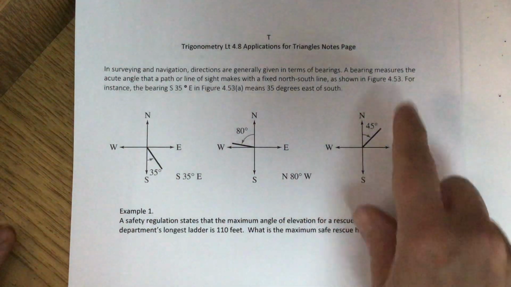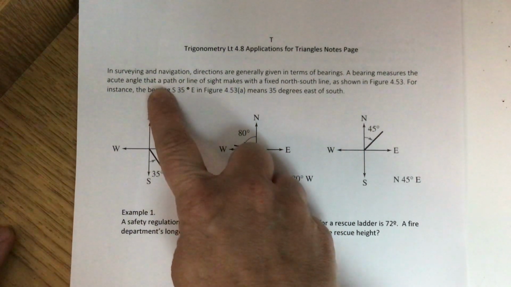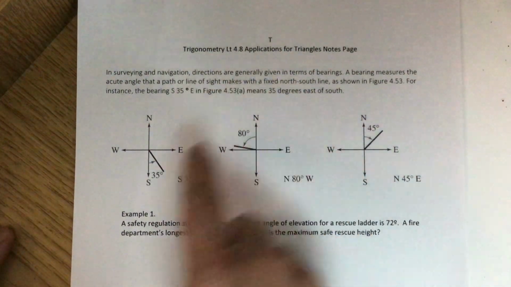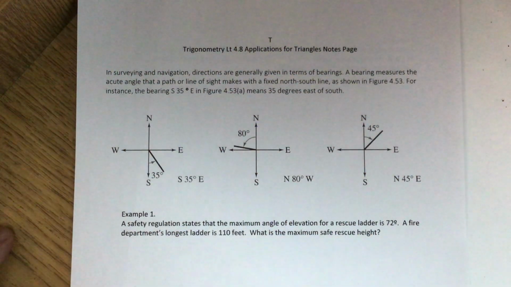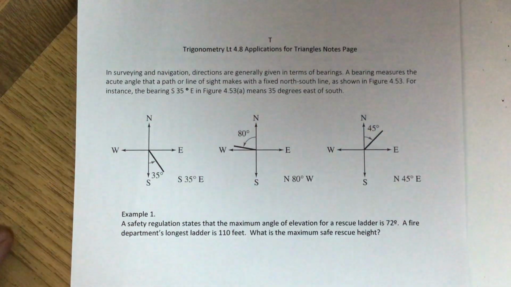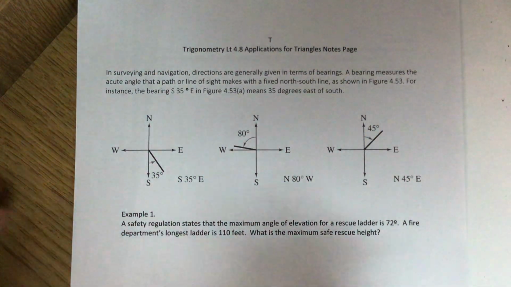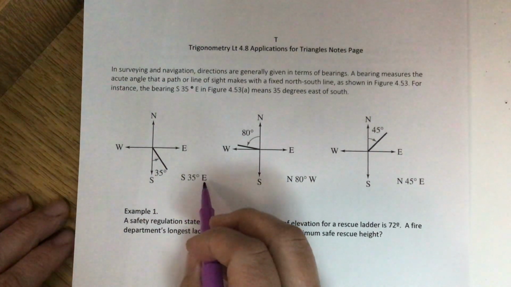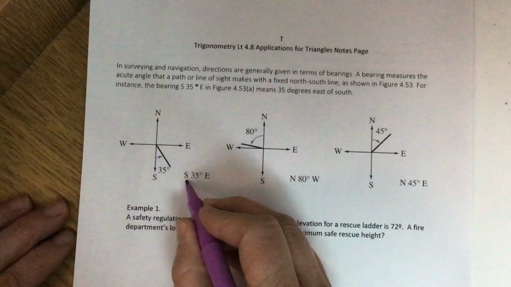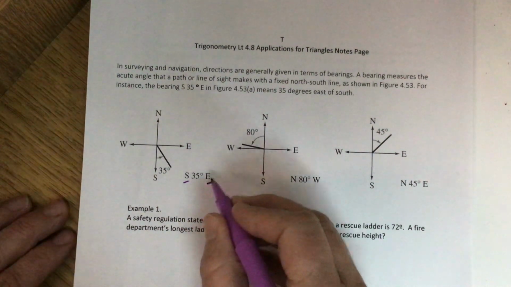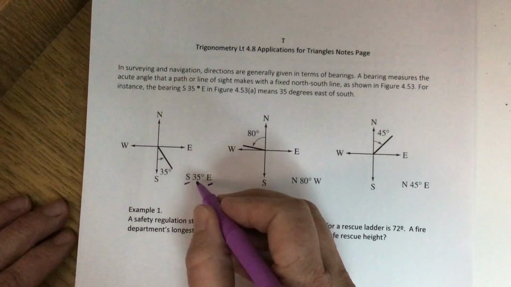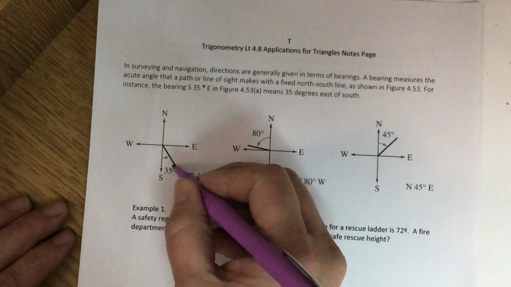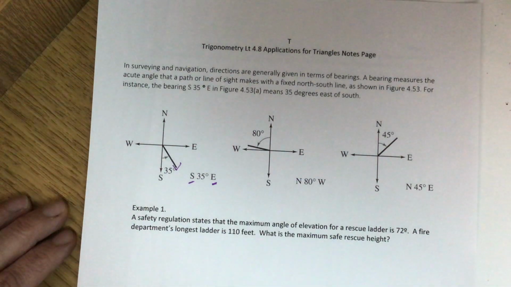So a bearing measures the acute angle that a path or a line of sight makes with a fixed north-south line. So I always draw my north-south line when I'm looking at bearings. And then there's two ways that they could give it to you. The first way is like down here where it says south 35 degrees east. And that's telling you where you start and where you finish. So if I go from the south and I go 35 degrees to the east, so that's what this picture is, from the south to the east. And so this would be my path line.